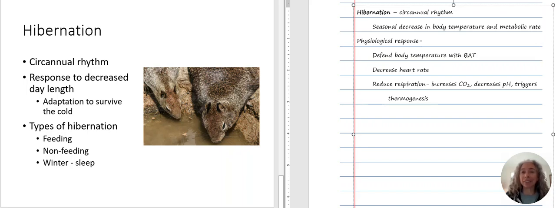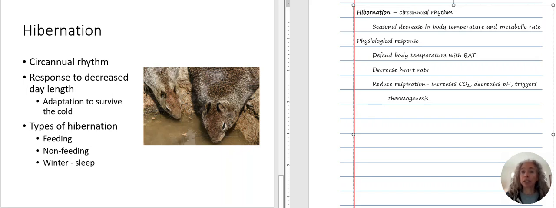Hibernation is a seasonal decrease in body temperature and metabolic rate. And this is a physiological response. This is usually in response to cold temperatures, but also shortened day length. It's also an adaptation to survive colder temperatures and periods of less food availability because of less light available. Many species will only let their body temperature drop to a preset temperature, and then they will defend that lower temperature with thermogenesis, generally using BAT, the brown adipose tissue that we talked about.